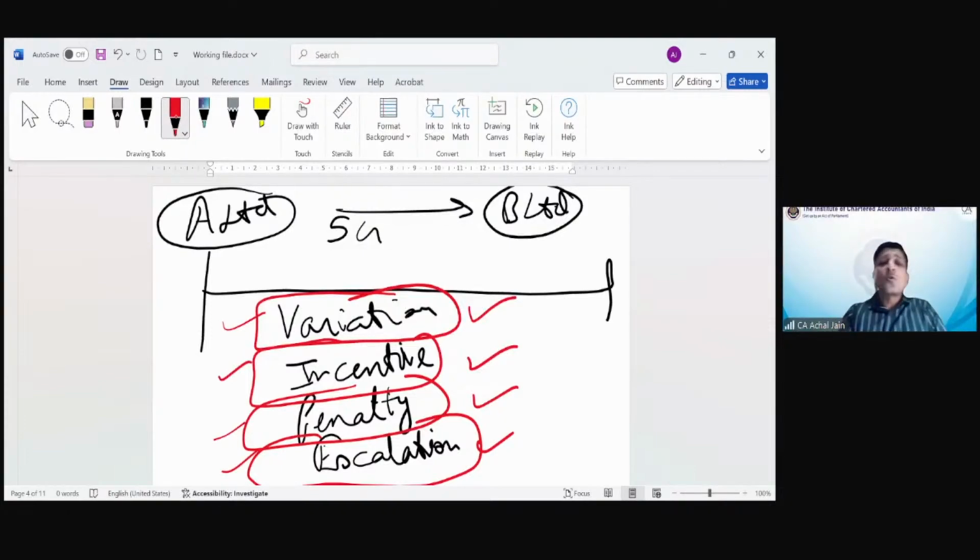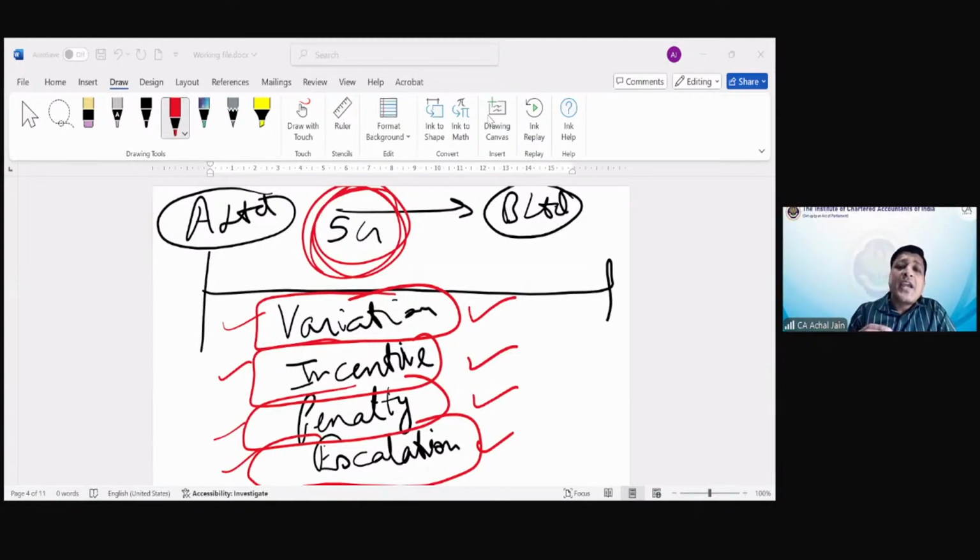But can the parties enter into a discussion on this initial amount? The answer is no. Why? Because this is initially agreed. This is sort of done. Yes or no? Yeah. So that is what you call the various components of contract revenue.